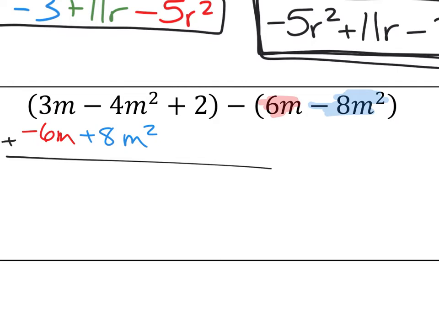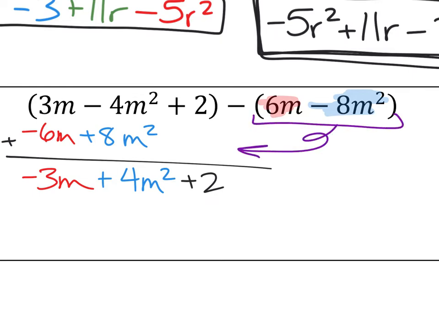So I'm going to get negative 3m, positive 4m squared, and then this plus 2 didn't add with anything. It just gets to drop down. So what I'm noticing here is that we messed up on changing the positives and negatives whenever we're subtracting. So make that a point that you're looking at there. And then additionally, I just see us adding wrong.